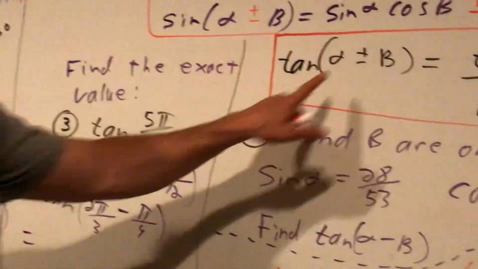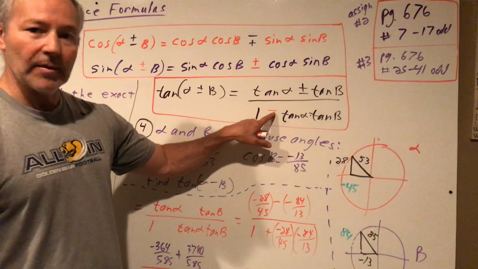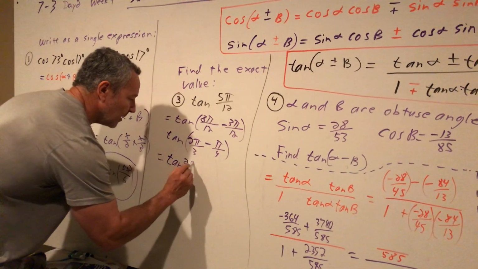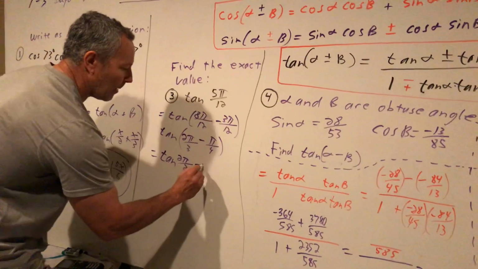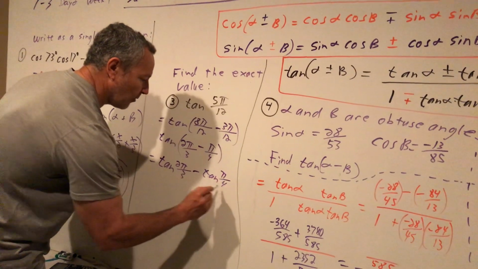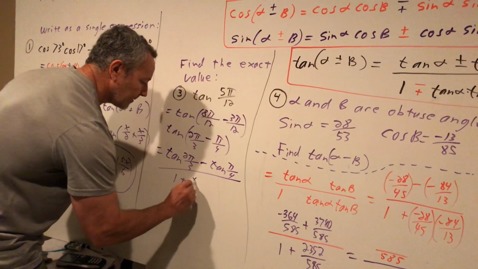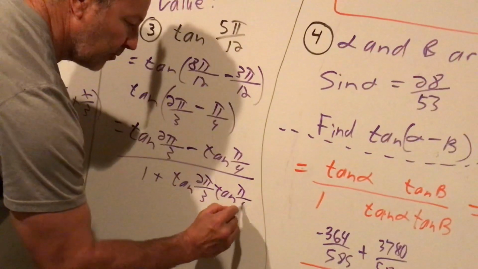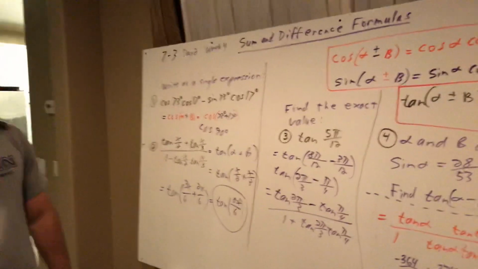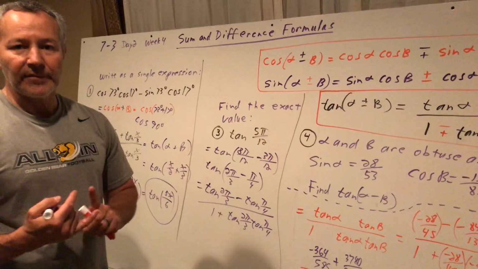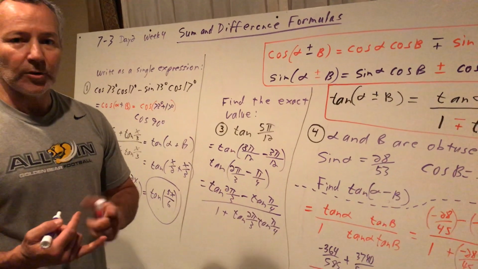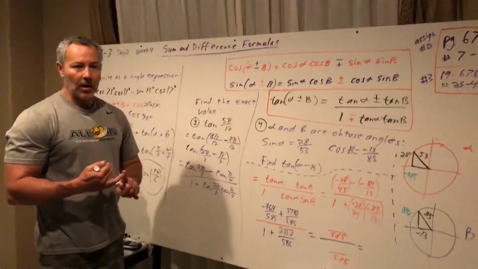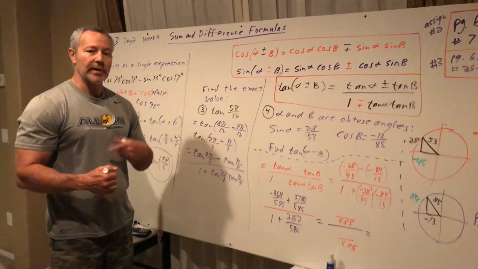Again, we have a minus, so that will be a minus on top and a plus on the bottom for this formula. So, tangent of 2 pi over 3 minus tangent of pi over 4, over 1 plus tangent of 2 pi over 3 times tangent of pi over 4. If you remember our values for tangent, the 45-degree angles, or the pi over 4s, are 1, either plus or minus. And the values for a 60-degree angle are √3, and for a 30 is √3 over 3.